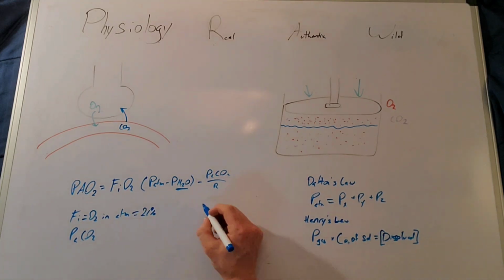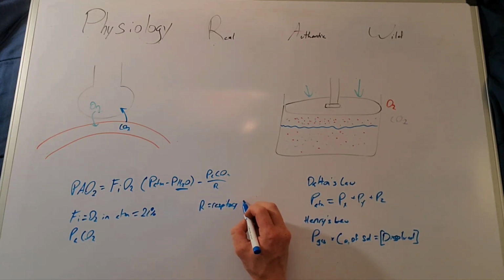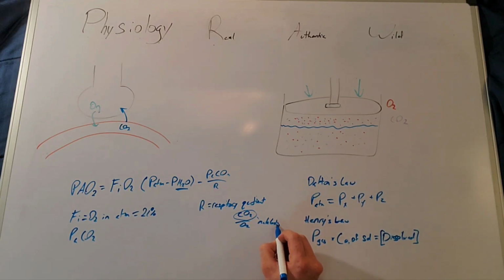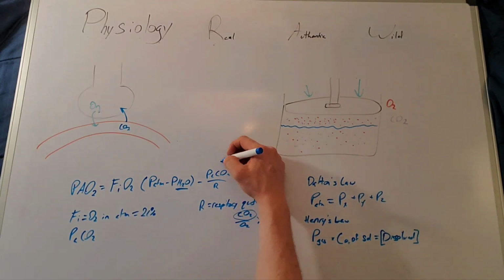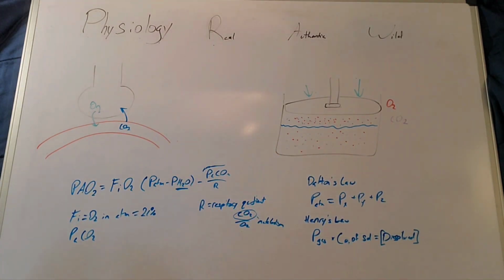And this R is a ratio, the respiratory quotient, and that's the CO2 over O2. So this is the CO2 that we produce in the body, like metabolism. And this is the pressure of CO2 coming out of the arteriole.